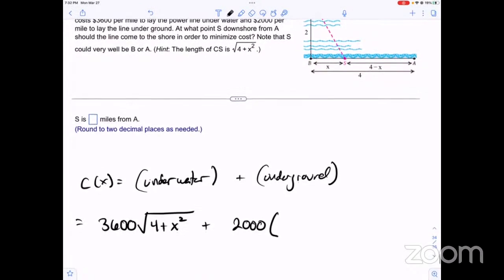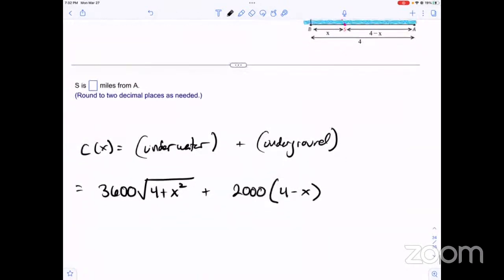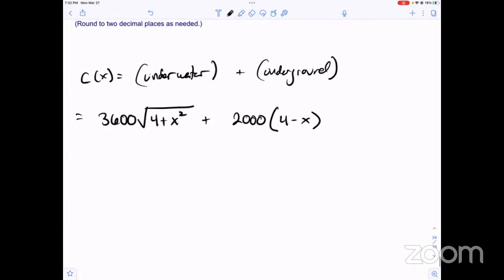Okay, so this looks like a good cost function, right? Because this should tell us the cost, and it's only in terms of X. So now our goal is to minimize the cost. We want to minimize our cost function. So basically we take the derivative, set it to 0, and confirm that our number is indeed a minimum.